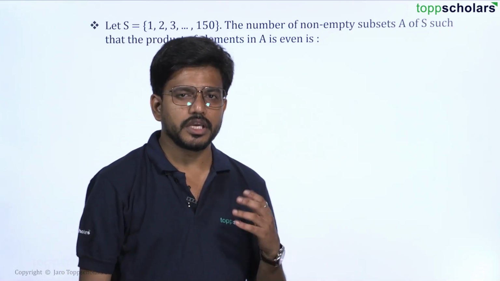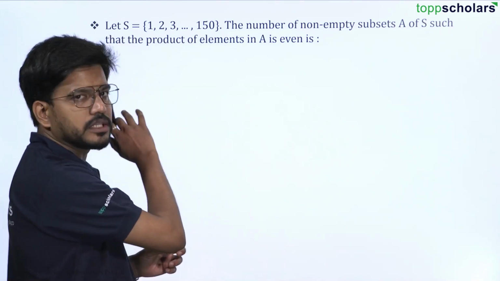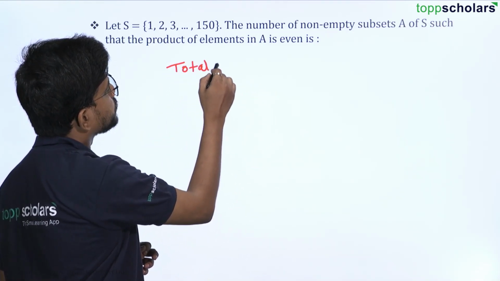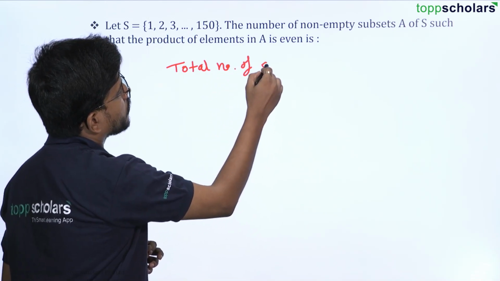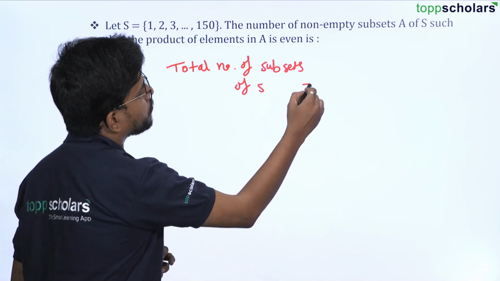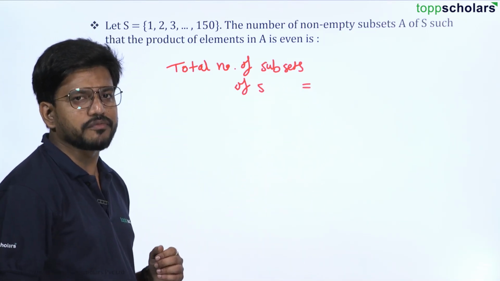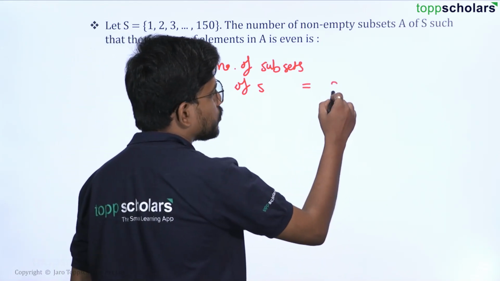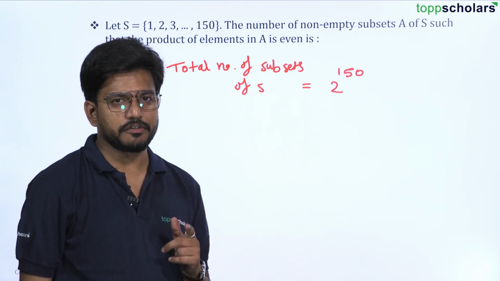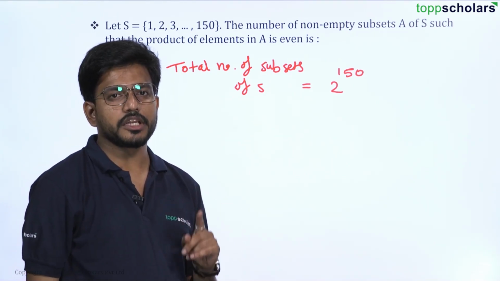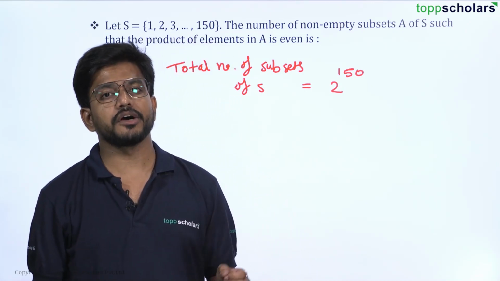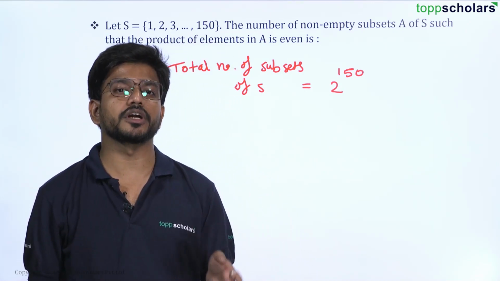So what I will do is, I will find out all the subsets of S, total number of subsets of S. So total number of subsets of S, if I calculate, is very simple. If you can check, number of elements in S is 150. So total number of subsets would be 2 raised to 150. Okay, simple. Now understand one thing, that I need to find out the number of subsets in which the product is even, but I will do the exactly opposite. I will find out the number of subsets in which the product is odd.